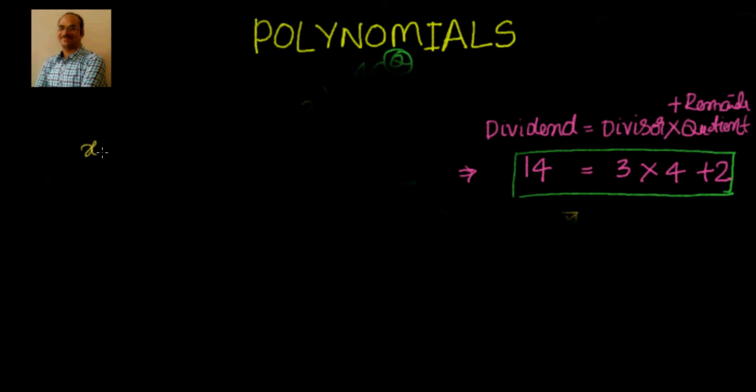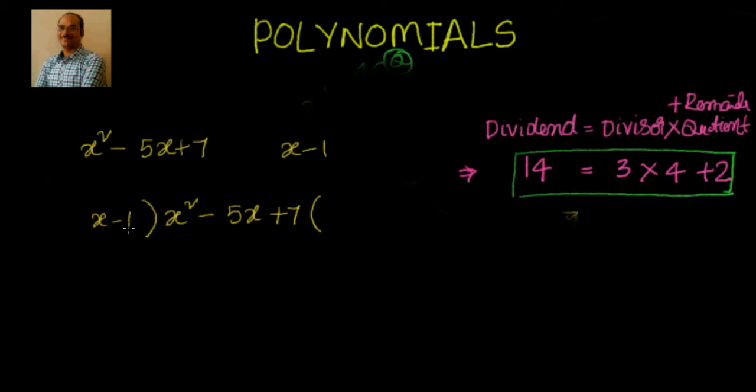Suppose I have one polynomial as x square minus 5x plus 7, and that I have to divide with x minus 1. So to do this, how you have to do it? Let me try to explain you step by step. X square minus 5x plus 7 is our dividend and x minus 1 is the divisor. So first step, what we see for 14, we see in the 3 table when we will get the term near to 14. 3 4s are 12, 3 5s are 15. So we go for 3 4.